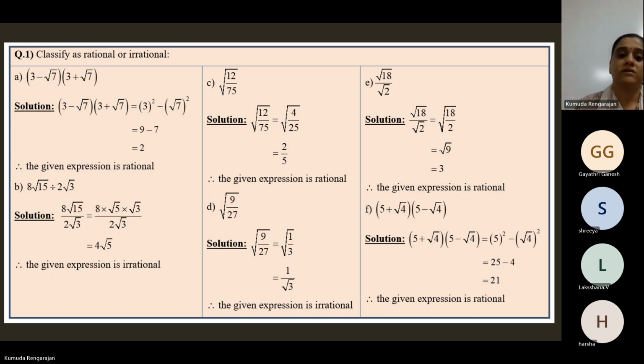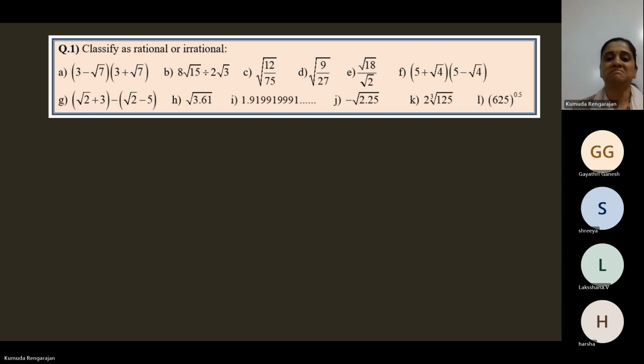Can you understand? Which one? I. Yeah, if simplification is not possible, then you can directly comment. In this question, it's not possible. It's a direct value, right? Where simplification is not possible, you can directly comment, but you should give a reason. Okay, then I should further modify the question. The question is: simplify if possible, and then classify as rational or irrational.